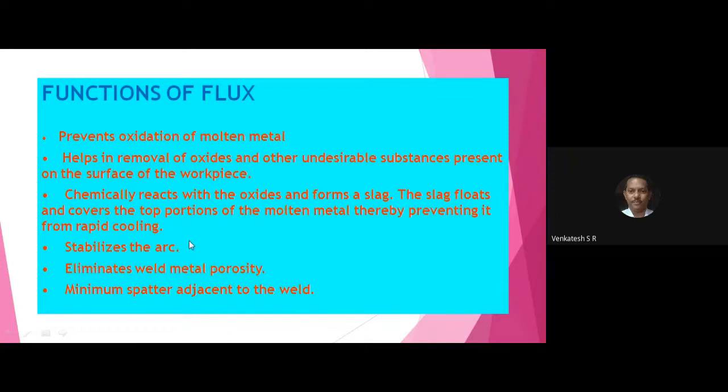Next, to come to the point, stabilizes the arc. So this is very, very important. See, for a continuous joint, you need a continuous arc. So that's nothing but stabilizing the arc. So if the slag is present on the surface and the flux is present on the electrode, it makes the arc stabilize and fall and directly hit the joint. Next, write down number 4, stabilizes the arc.